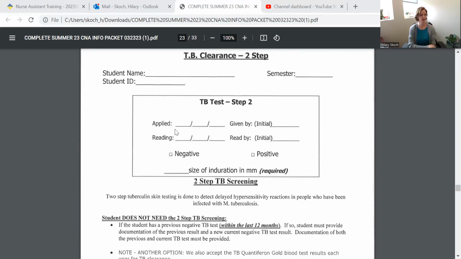If it's negative, then you go back for another bubble and you come back within another 48 hours. When you're down at the health center, they are familiar with the two-step, but you just need to verify that they're doing a two-step. We do not accept the one bubble, the read after 48 hours. It can't just be that. It has to be two-step TB screening.